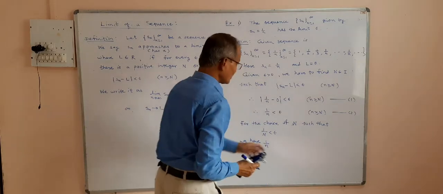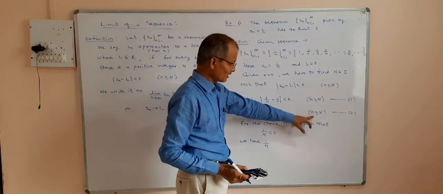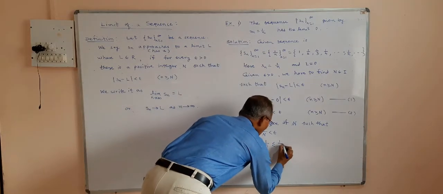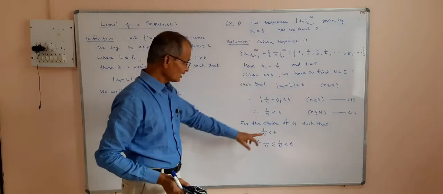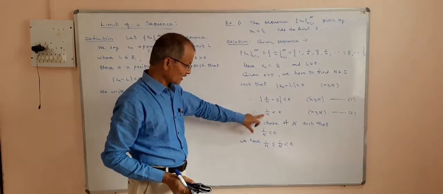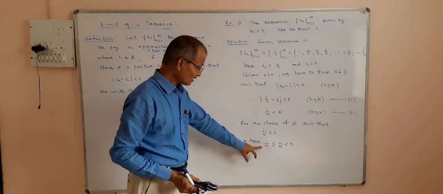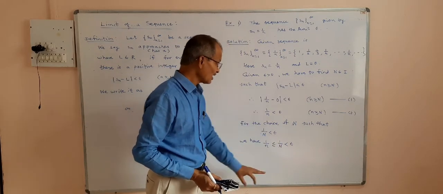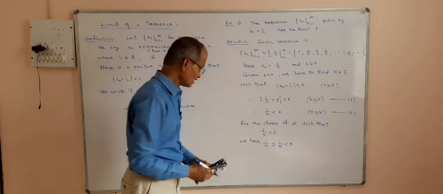Now you see, take the reciprocal. This inequality will reverse. 1 by small n is less than or equal to 1 by capital N, and this is less than epsilon. We have selected capital N satisfying this same condition for small n. 1 by capital N is less than epsilon. So then we have 1 by n is less than or equal to 1 by capital N is less than epsilon, and this shows that this statement holds, second holds.